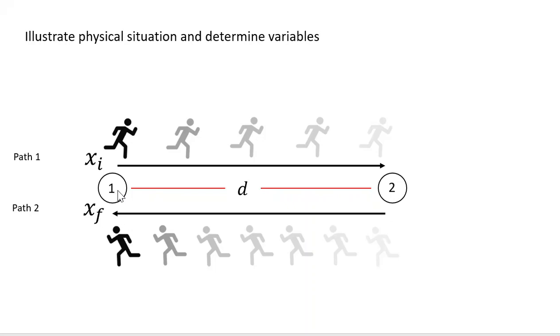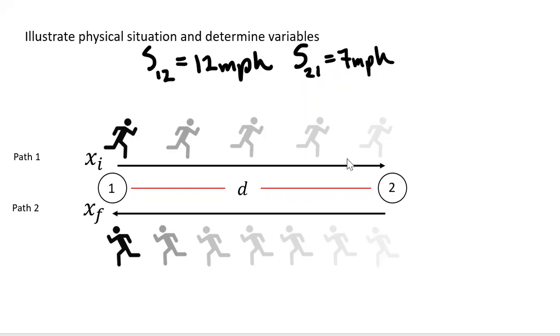Let's go ahead and consider the speeds. So it looks like for path 1, we have a speed of 12 miles per hour. Let's go ahead and call this speed S sub 1,2, where 1,2 is indicating that we're starting at point 1 and traveling to point 2. For the second path, let's call that speed S sub 2,1, so we're starting at point 2 and traveling to point 1, and that's going to be 7 miles per hour.